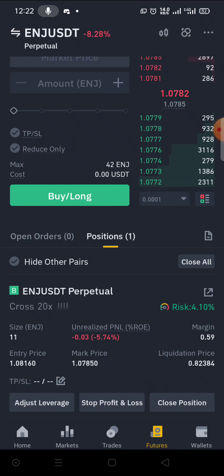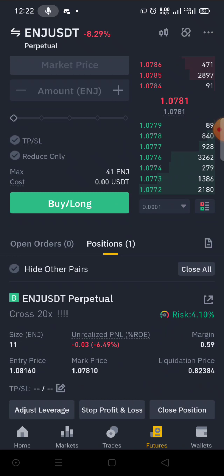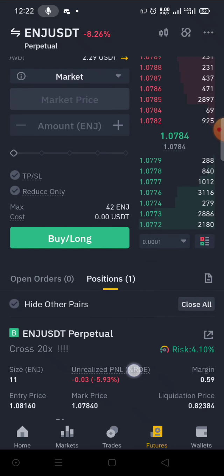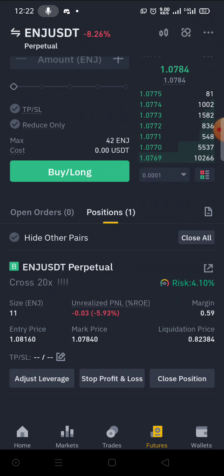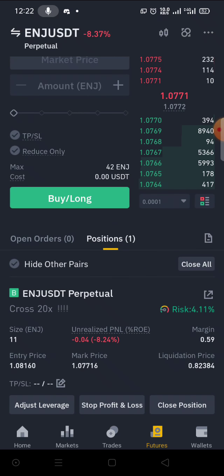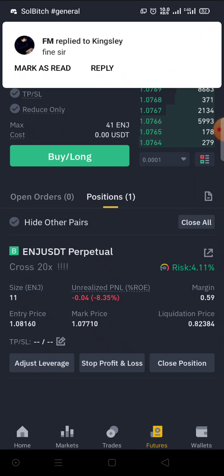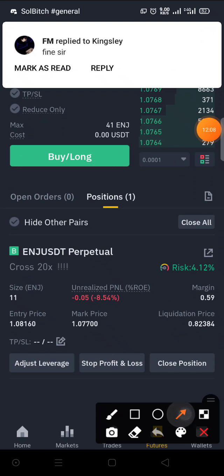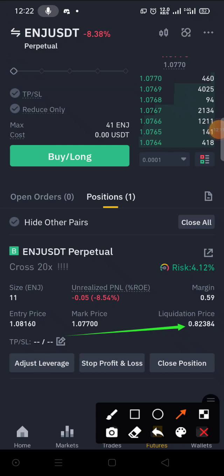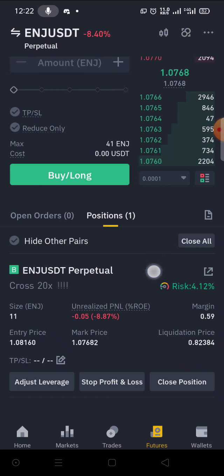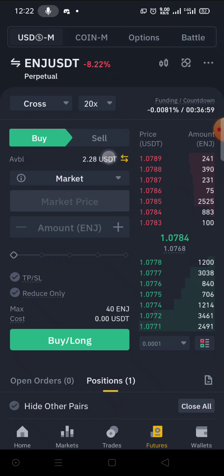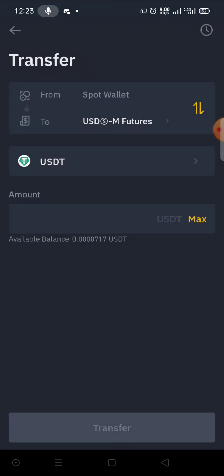Now after this, what's the next thing? Now I'm down by 6.49%. I lose because it's showing red, I'm not making profit. Now if this coin drops and gets to my liquidation price, that's to say, if the market price drops from 1.07 whatever cent to this liquidation price, then it will close my trade and I will lose my money. While closing the trade, I will lose all my available balance. Take note of that.